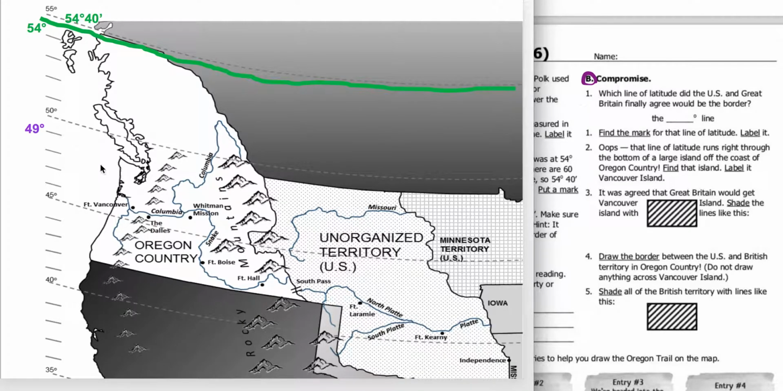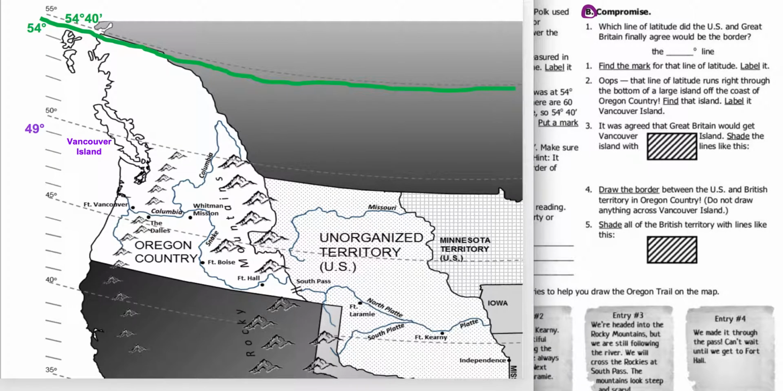Number 2. Oops, that line of latitude runs right through the bottom of a large island off the coast of Oregon country. Find that island. Label it Vancouver Island. And so taking a look at our map and just following this line, you're going to see that this big island is right in the middle of that line of latitude. That is Vancouver Island. So let's label that Vancouver Island.